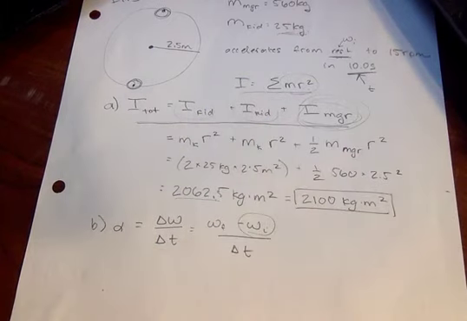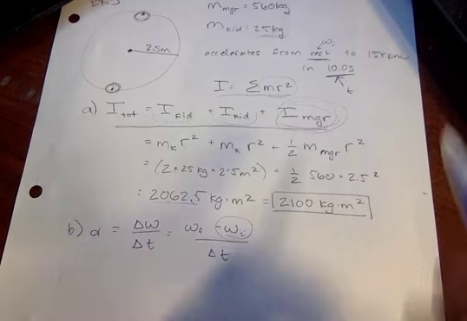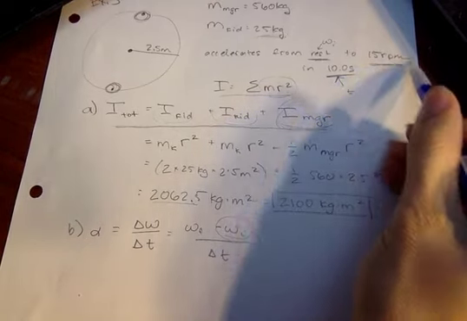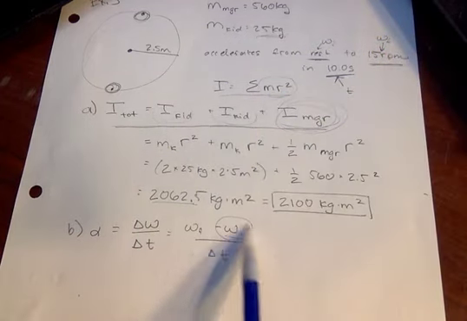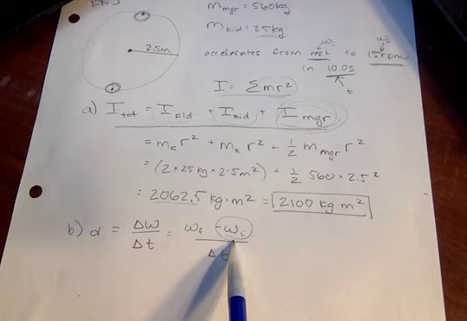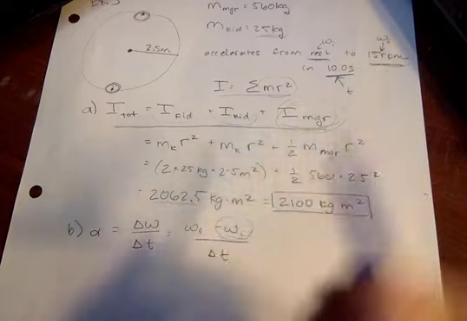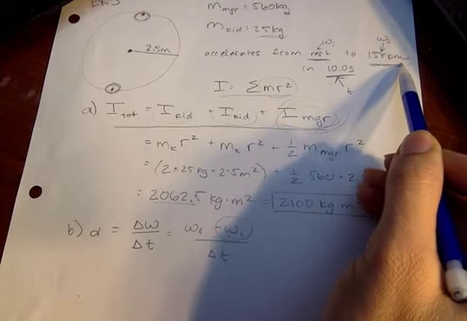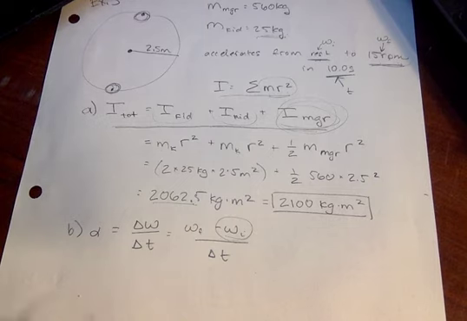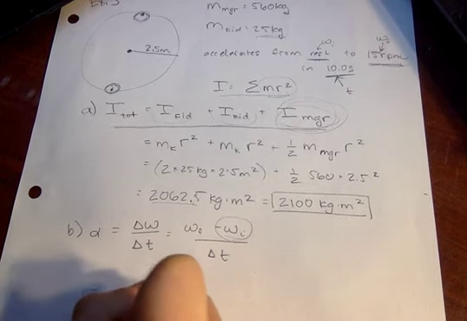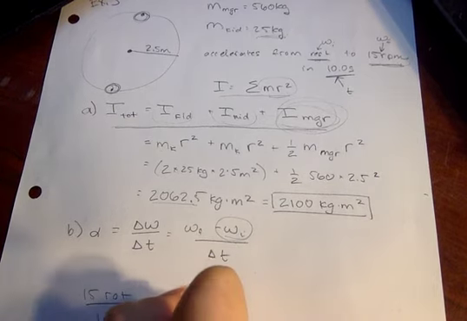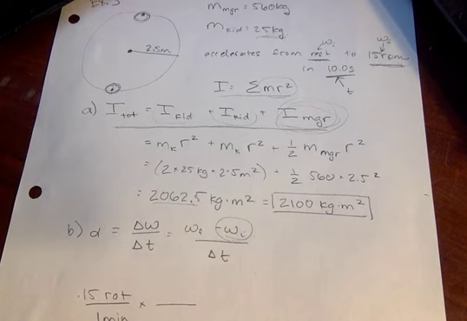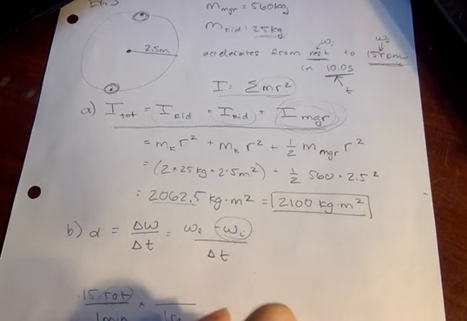I don't know omega final in the correct units. But in order to use this equation, I need to have the angular velocity in metric units, which is radians per second. So I need to get 15 RPMs from rotations per minute to radians per second. So to do that, 15 rotations per minute. I'd like to get that to radians per second. So we'll get rid of rotations first. I'll say that 1 rotation has 2 pi radians.